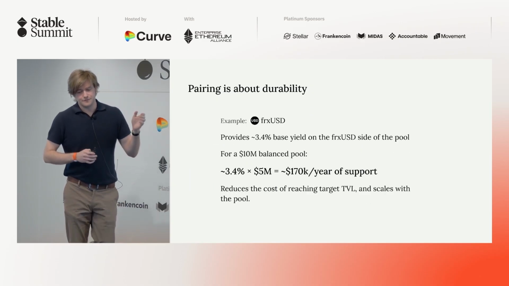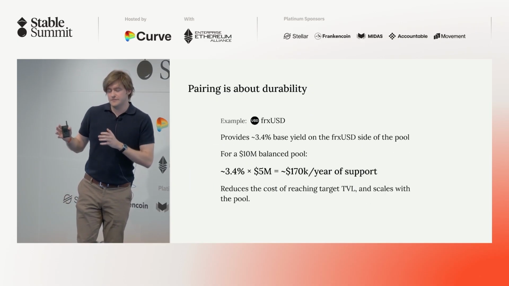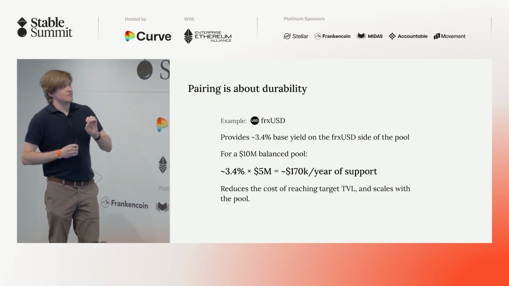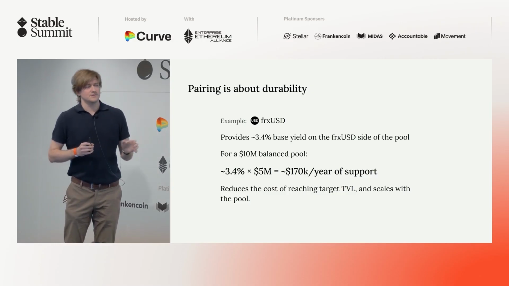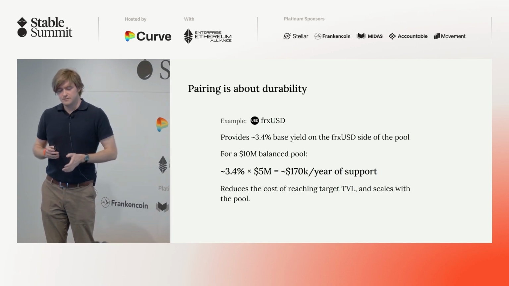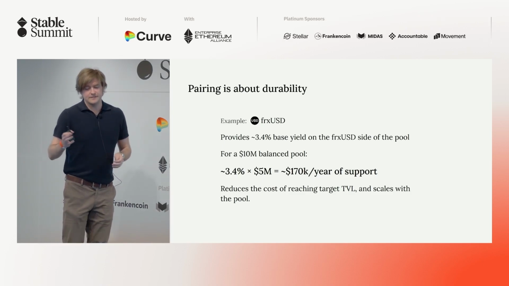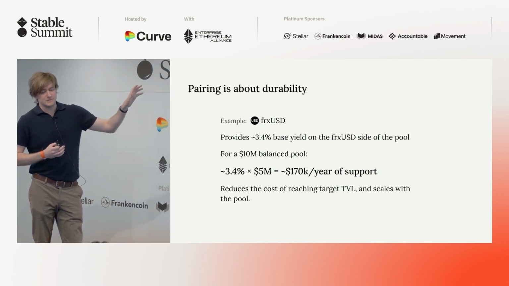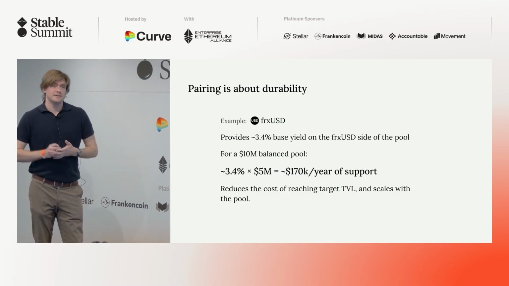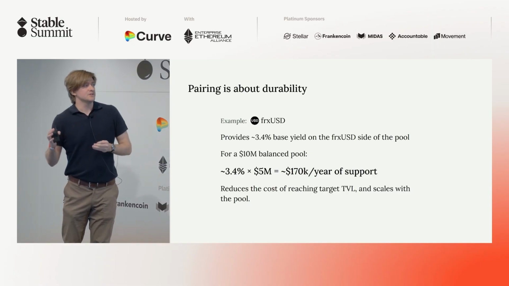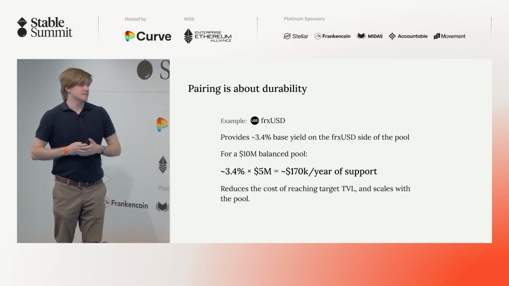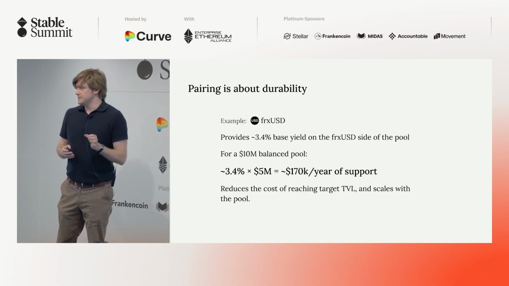So an example here with Frax. There can be other partners also doing this, but Frax is a good example because they provide yield on the Frax USD portion of your pool. So if you have a 10 million balanced pool, so it's 50-50, then they provide about 3.4%. In a year, that's 170K per year that you'll get just because you partner with them instead of USDC. So it's a big cost savings. It can significantly reduce the cost of reaching your TVL target.